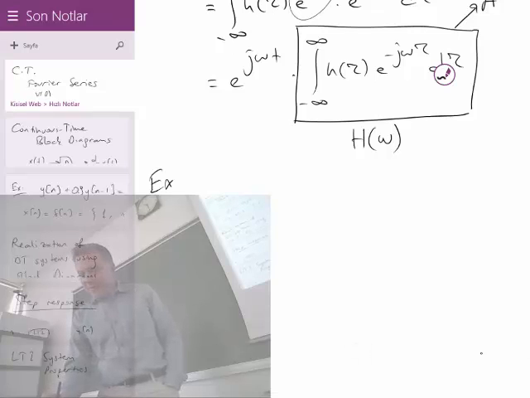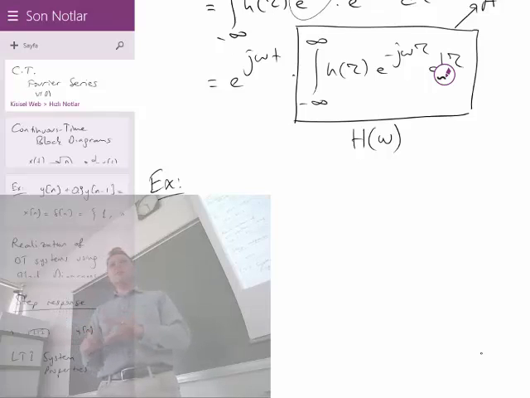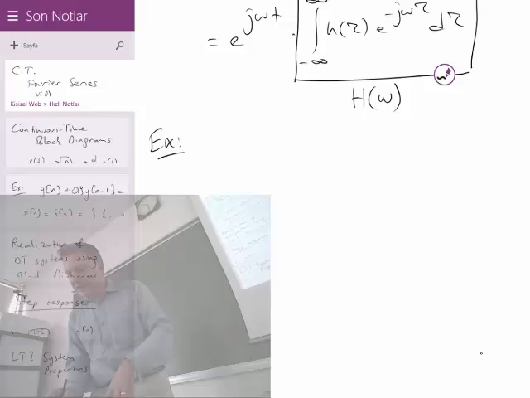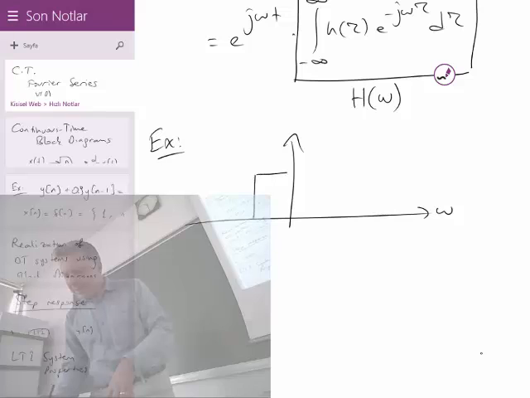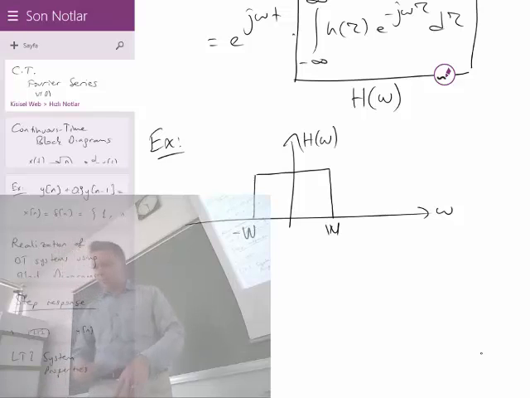Now let me give you some examples of frequency responses h of omega. These h of omega figures in questions must be given to you. You must have them to solve questions. For instance, let's think of this. From minus W to W, this is h of omega on the axis of omega. This is a frequency response of a system. Can you name this system? Can you give a name to this?